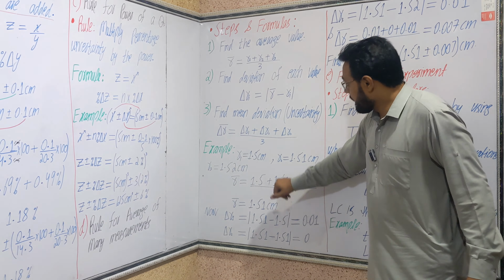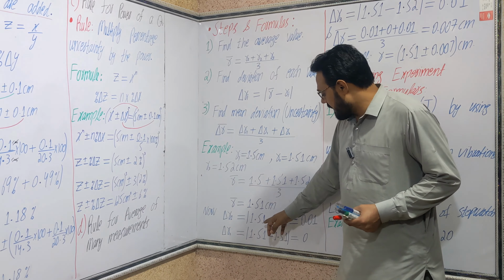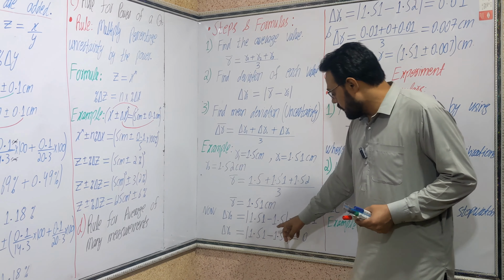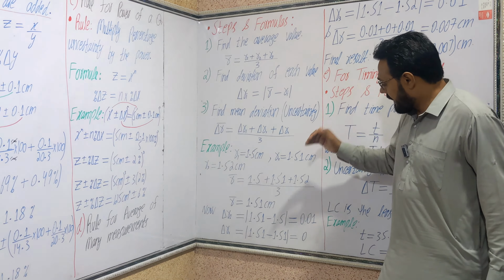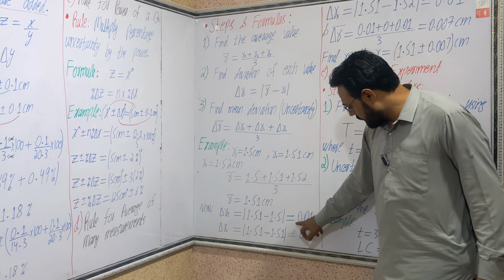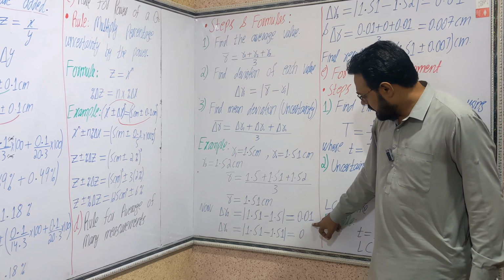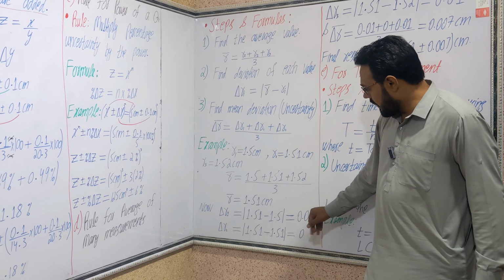Now second step, find the deviation of each value. Deviation means the difference from the average value to the original value. Look here, deviation in R1: average value 1.51 minus R1. R1 is 1.5. After subtraction, we will get 0.01. It's the deviation in R1.